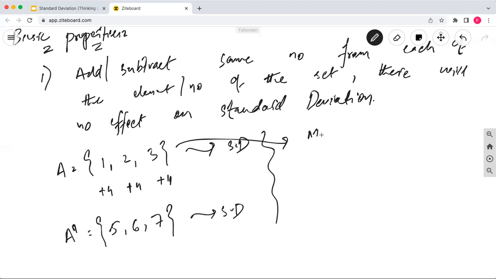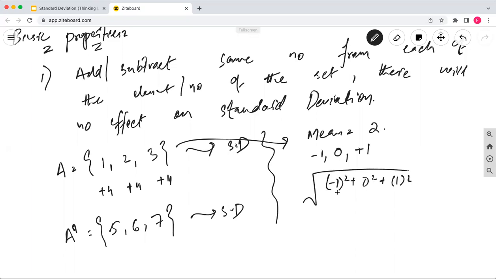And if you want to quickly check whether this is correct or not, in the first scenario, what is the mean? Mean is 2. So what are the deviations? Deviation for 1 is -1, deviation for 2 is 0, and deviation for 3 is +1. So the formula will be -1 square plus 0 square plus 1 square divided by 3, which is 1 plus 1, that is 2, divided by 3, which is under root 2 by 3, right?